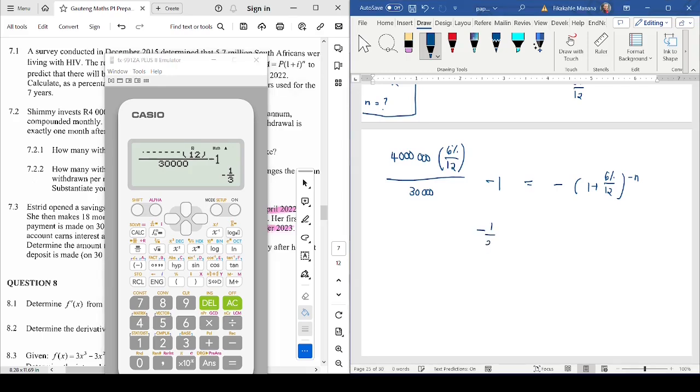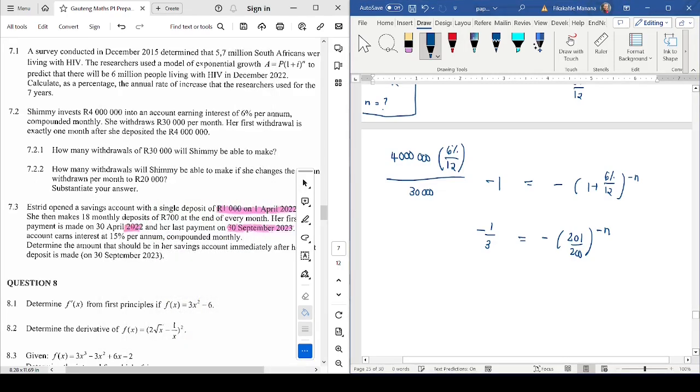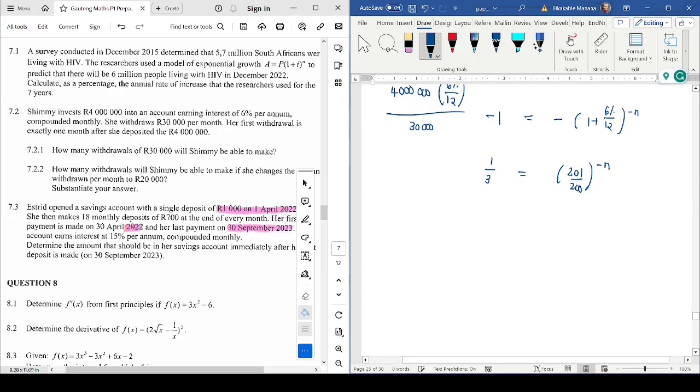I thought we were going to have a lot of decimals. And on the other side of the equation, we have 1 plus the 6% divided by 12. I'm going to leave it as 201 over 200 because I don't want to lose any decimals. Okay, this would have worked too, but it's fine. Let's leave it as a fraction. And then I can see that I can scratch out the negatives on both sides. Now we have an unknown in the power. What do we do when we have an unknown in the power? We're going to use logs, yes.